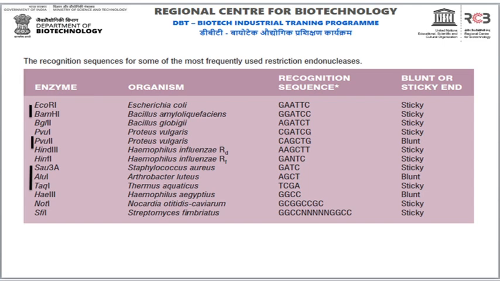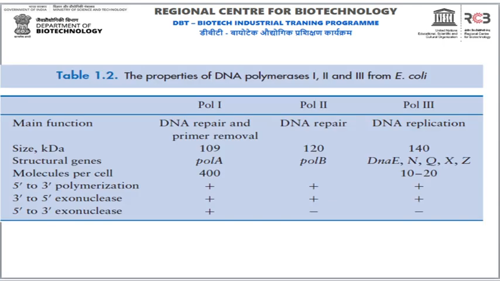Next are the properties of DNA polymerase I, II, and III from E. coli. DNA polymerase I is involved in DNA repair and primer removal, DNA polymerase II is involved only in DNA repair, and DNA polymerase III is involved in DNA replication. Regarding 5' to 3' polymerization activity, all three enzymes have this activity. Next is 3' to 5' exonuclease activity, also called proofreading activity, and all three enzymes have it.